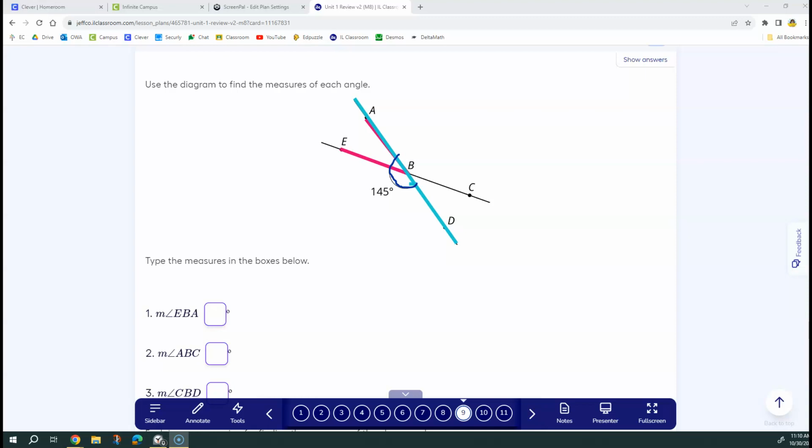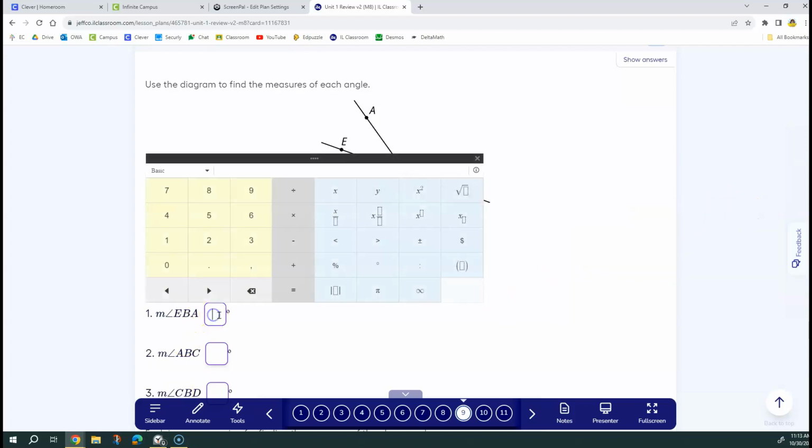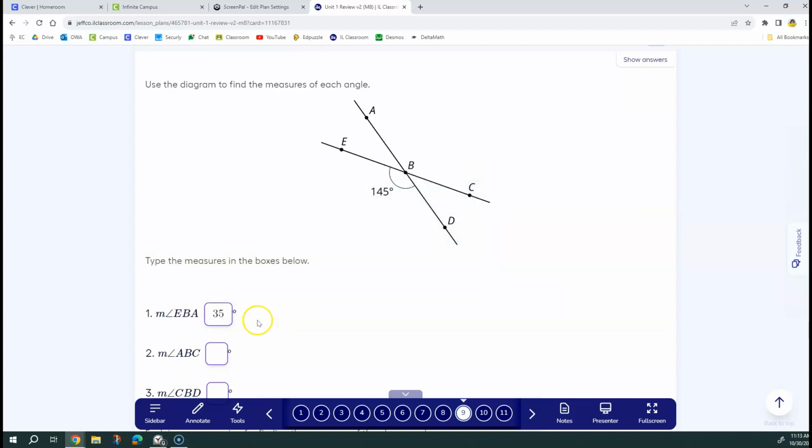And yes, you can use your calculator if you would like to, or whatever else you would like to. Here's my tools. There's my calculator. So if the total is 180 degrees, and I know that the bigger chunk is 145 degrees, then that smaller chunk is 35 degrees. It's already got the degree symbol right there, so we don't need to worry about it. So this little piece, the E to B to A, is 35 degrees.